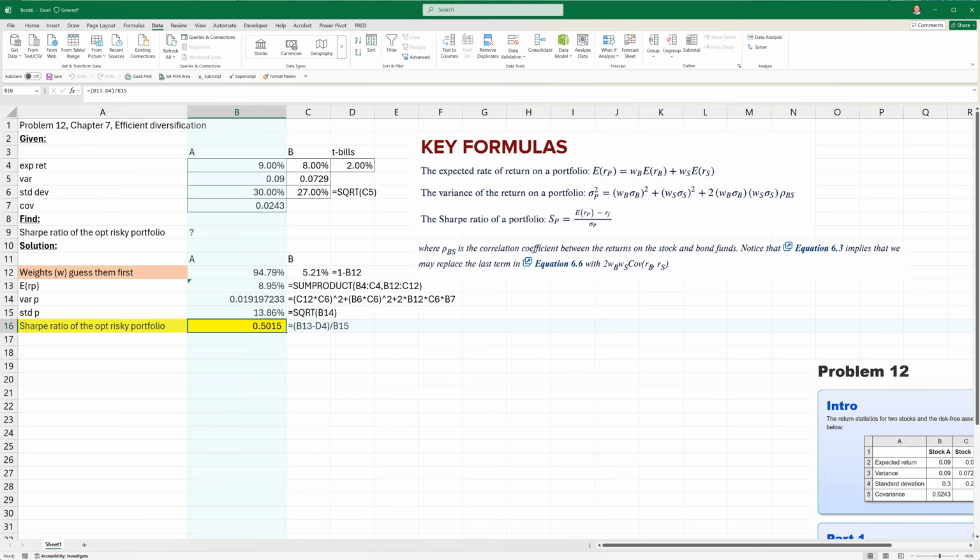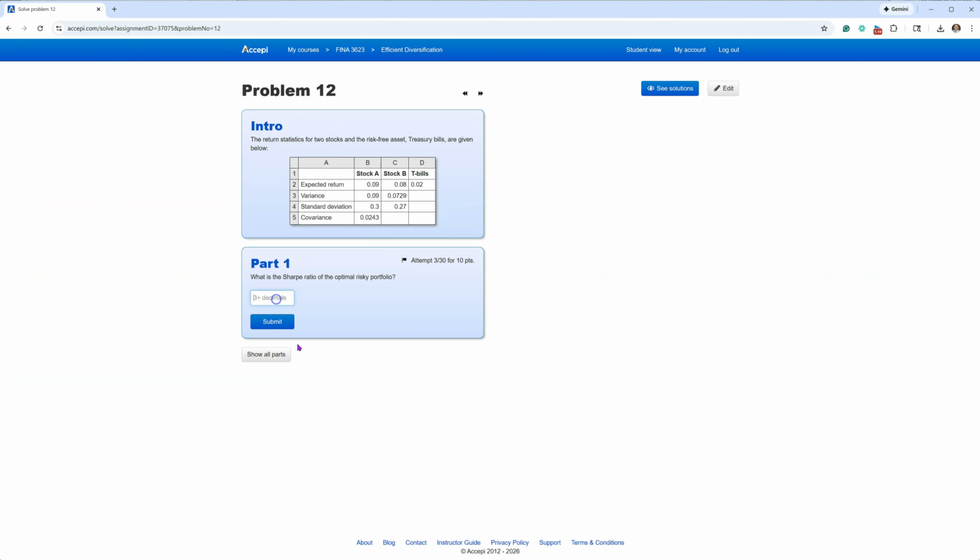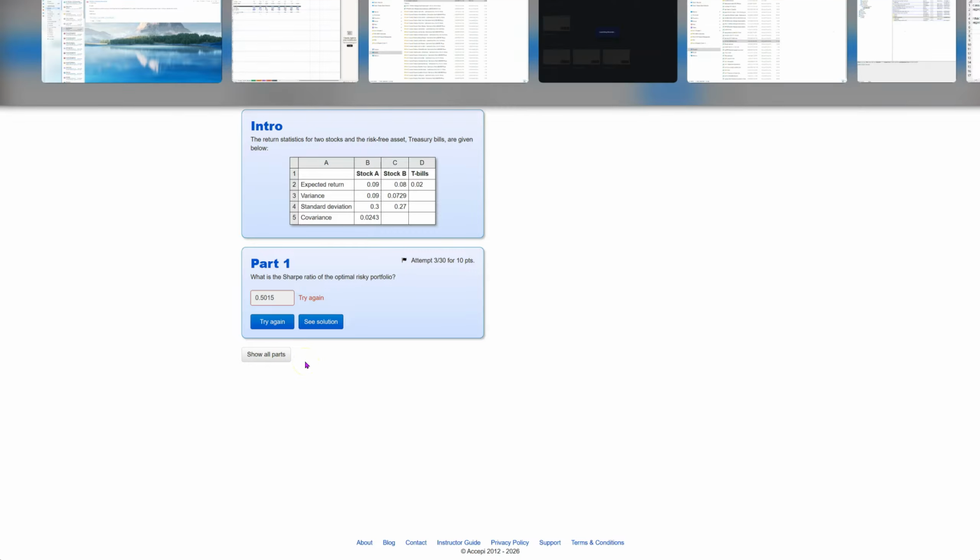And hold on, it looks like I made a little mistake. Let me pause real quick. Okay, I don't know if I made a mistake. Let's just go ahead and check it. I'm going to copy, go to our problem, and paste it in and see if it's right. Okay, so it was wrong. Let me go check.